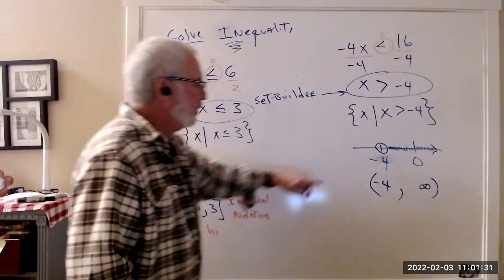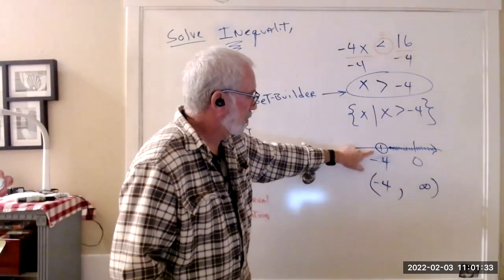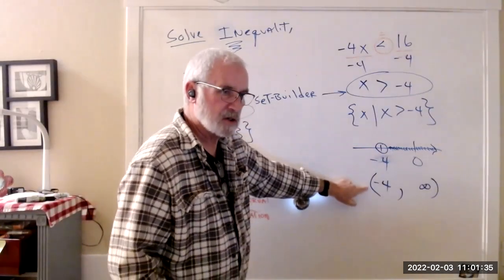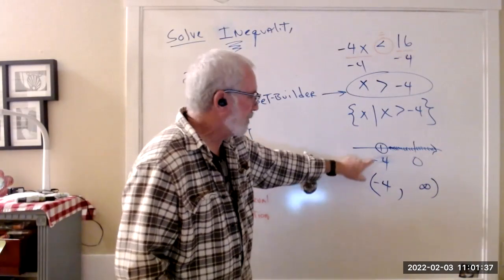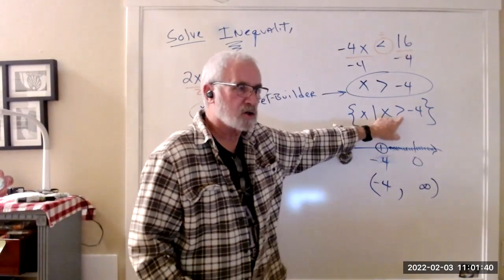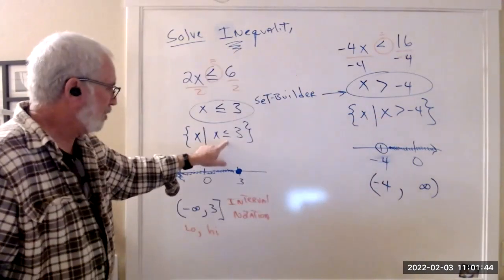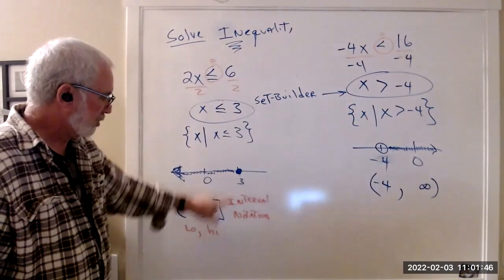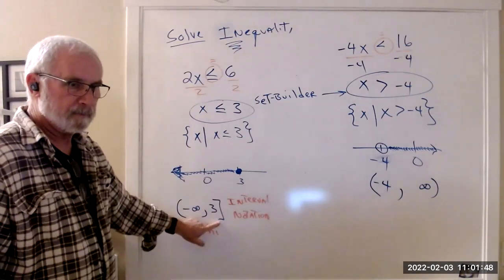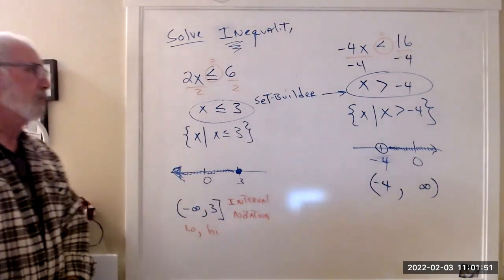If you have an open circle, then you use a parenthesis. And that means you couldn't quite touch the number. There wasn't an equals there. But if there was an equal, then we have a closed circle and a bracket. All right, questions?